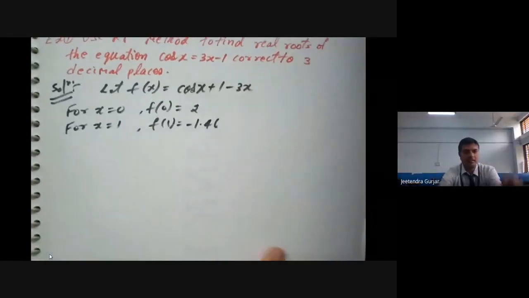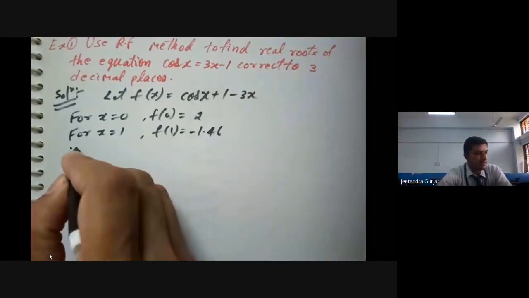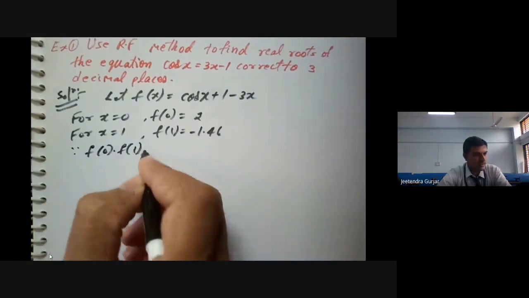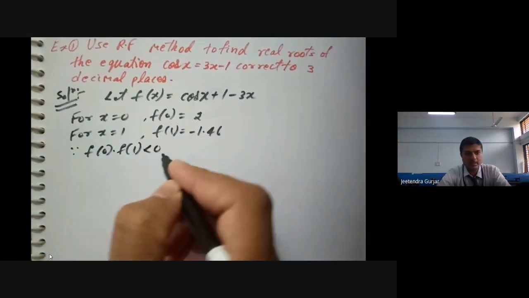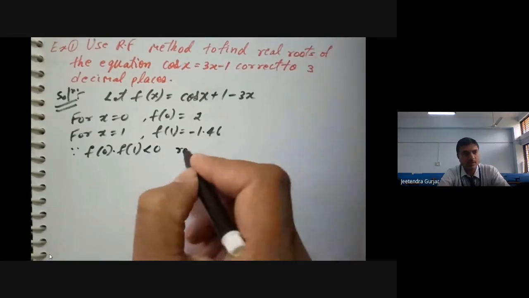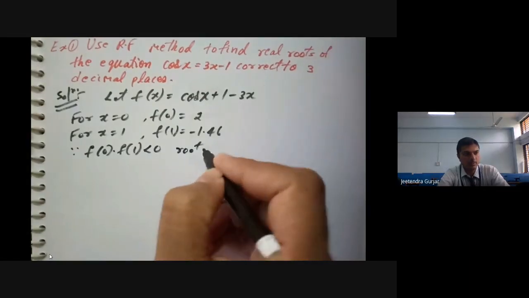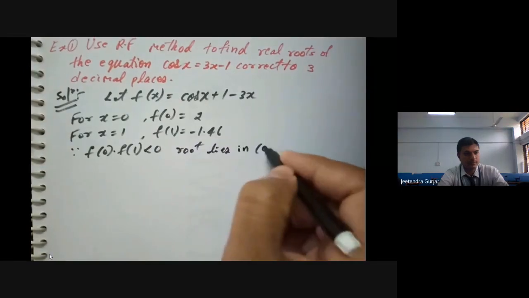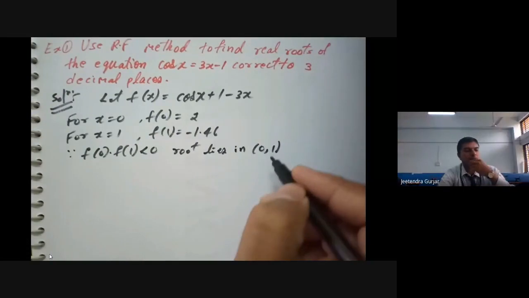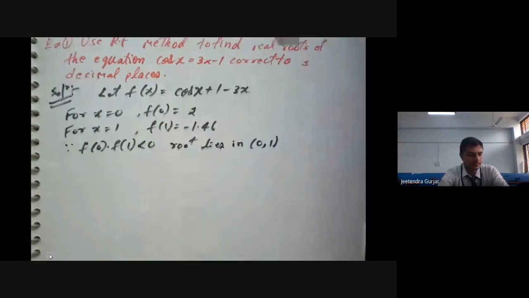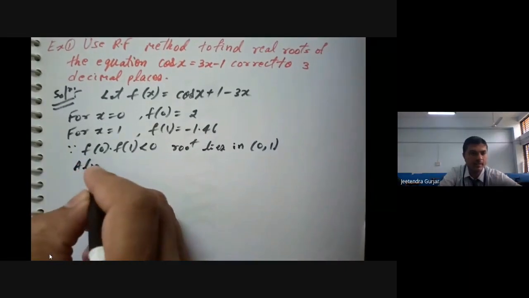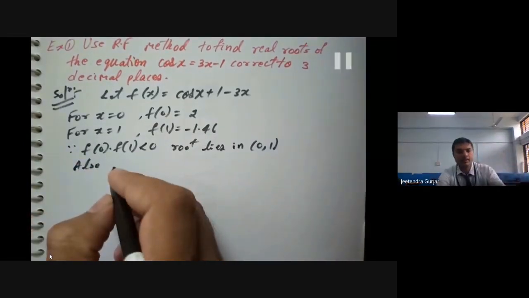We'll continue this. So everyone be ready now. Therefore, f of 0 into f of 1 is always less than 0. So definitely that root lies in 0 and 1. So when root lies in 0 and 1, now you may start with the iterations, right? Then you may get in different forms, so many iterations we get.